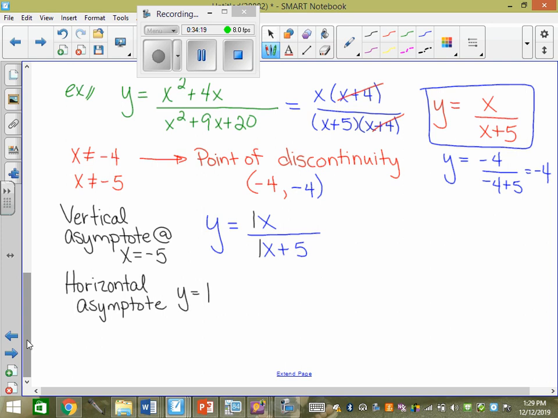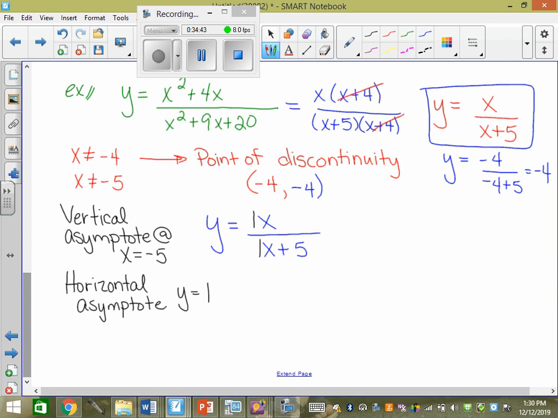So we're going to type in the original always. So I'm going to type in alpha y equals, enter. I'm going to type in x squared plus 4x divided by x squared plus 9x plus 20.